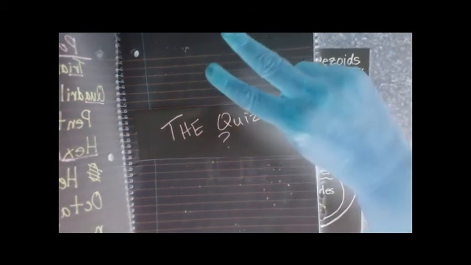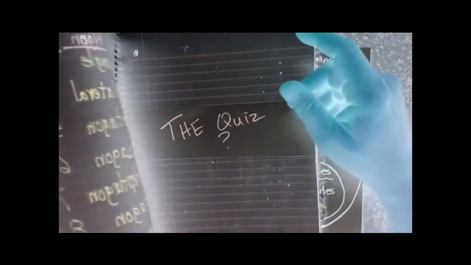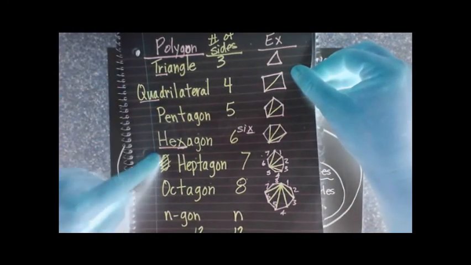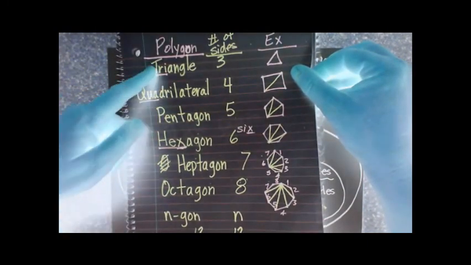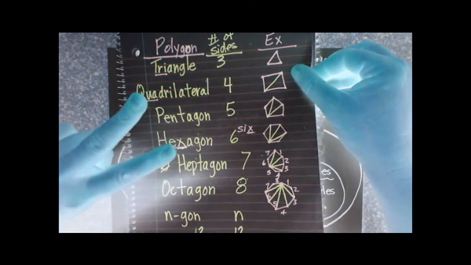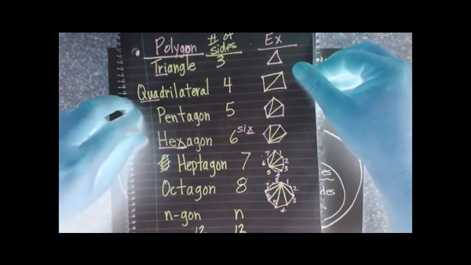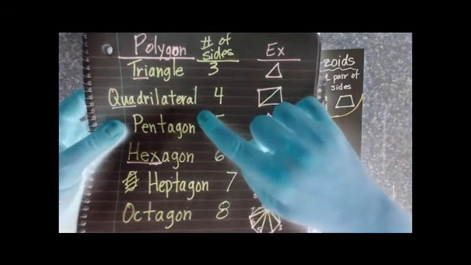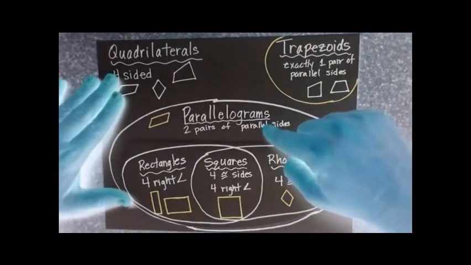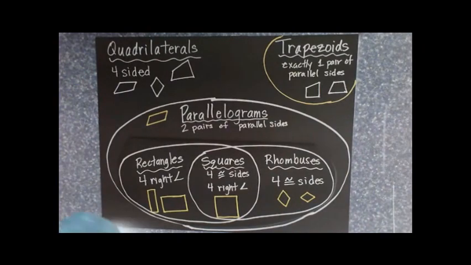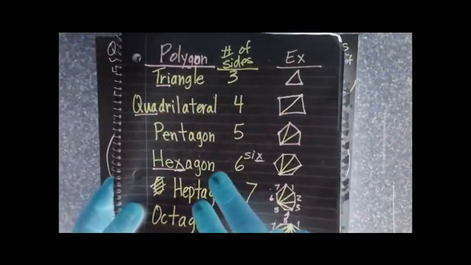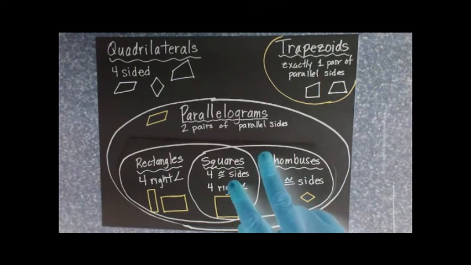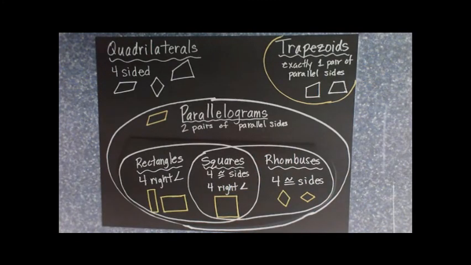The quiz. What's tomorrow's quiz going to be on? Well, I'll tell you what. On tomorrow's quiz, I'm going to ask you to do two things for me. I'm going to ask you to name two different polygons. Doesn't matter to me which polygon you pick, but I want you to tell me two of them. And then, quadrilaterals, I'm going to have you tell me two different quadrilaterals. So, two polygons, and then two quadrilaterals for tomorrow's quiz.